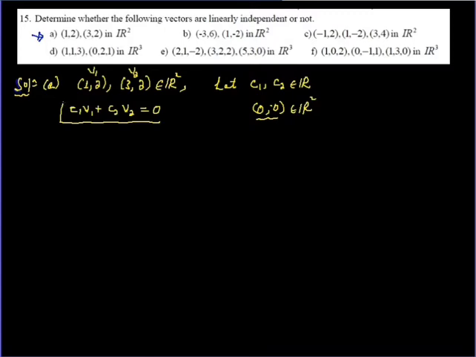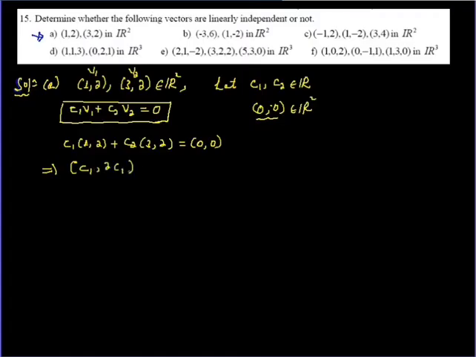c1 v1, that is 1, 2, plus c2 v2 is equal to 0, but this 0 is a two-dimensional 0. Solving, this becomes 2 times c1 plus 3c2, 2 times c2 is equal to 0, 0.